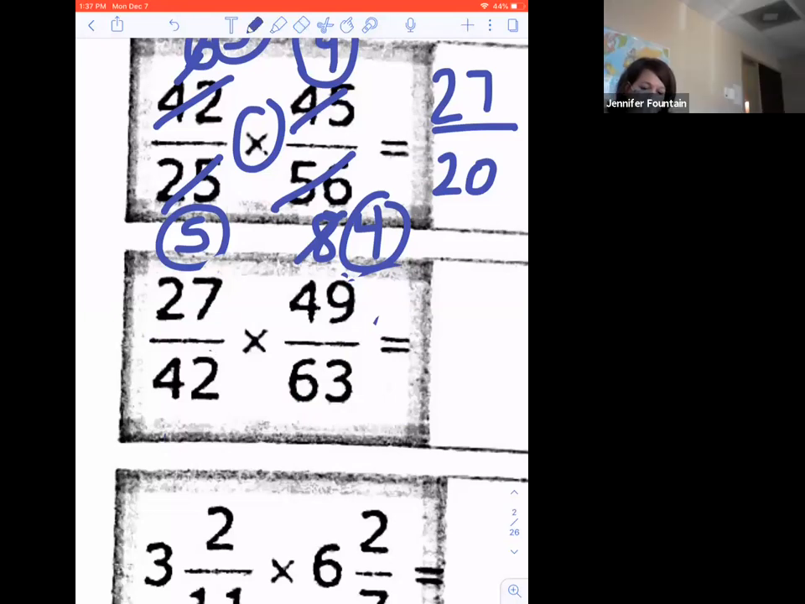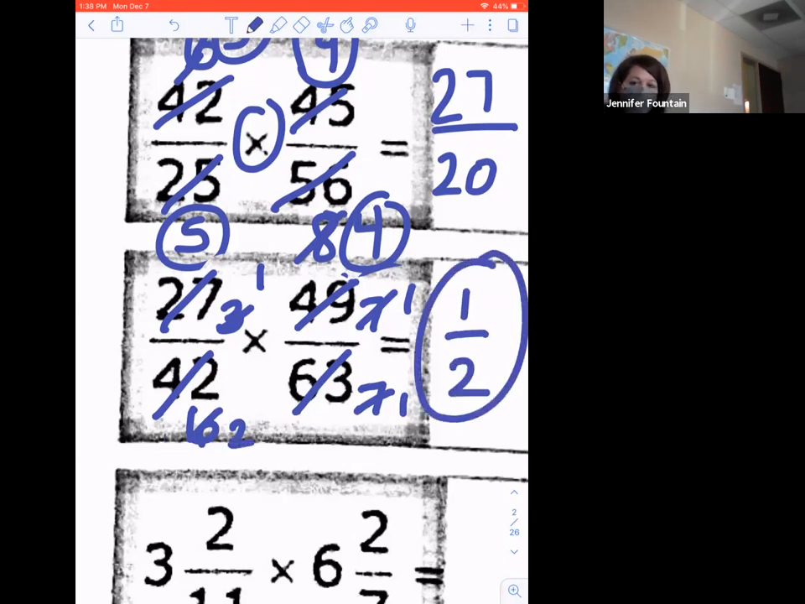So we'll say 49 divided by 7 is 7. 42 divided by 7 is 6. Okay. 27 divided by 9 is 7. No, it's not. It's 3. Good grief. 63 divided by 7 is 9. But I didn't divide that by... Hold up. Let me do this again. I don't know why I keep writing the wrong thing. 27 divided by 9 is 3. 63 divided by 9 is 7. Then 7 divided by 7 is 1, and 3 over 6 is 1/2.